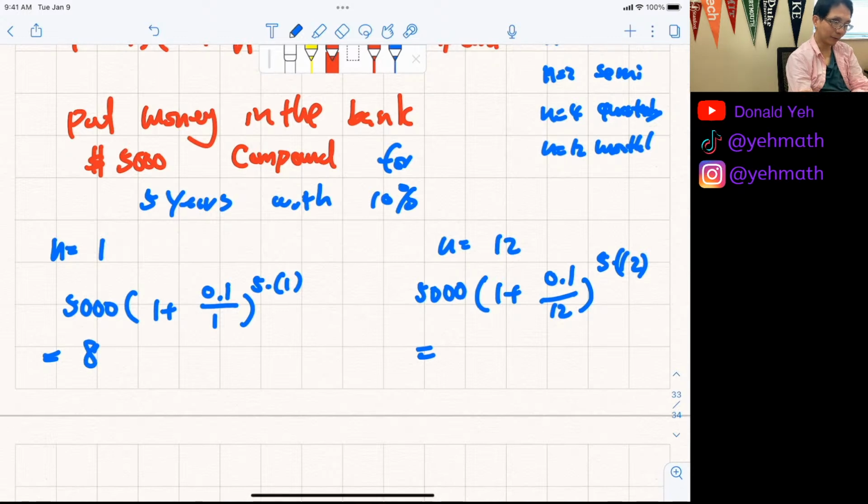$8,052.55, roughly 8,052, right? How about compounded monthly, same interest rate? 8,200. Now you're gonna say, hey, why should I invest money annually? I would rather invest money compounded monthly.